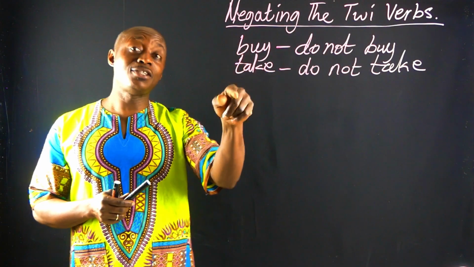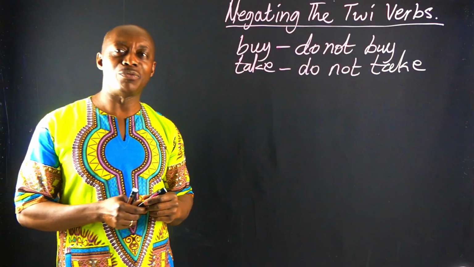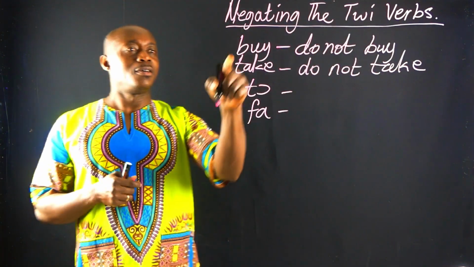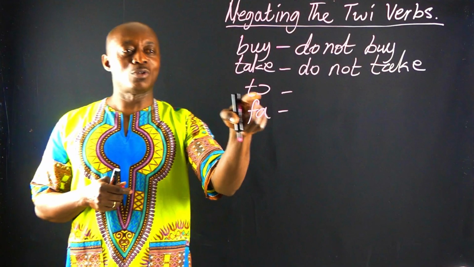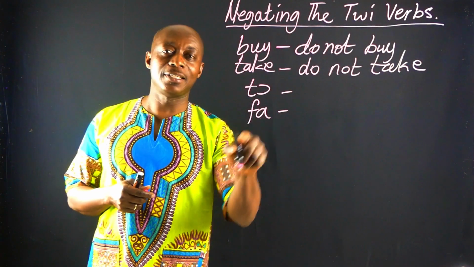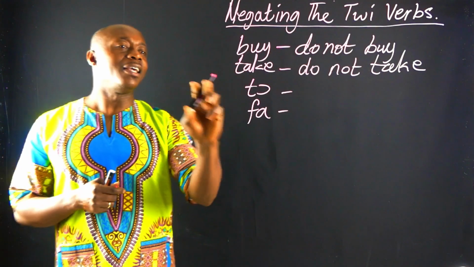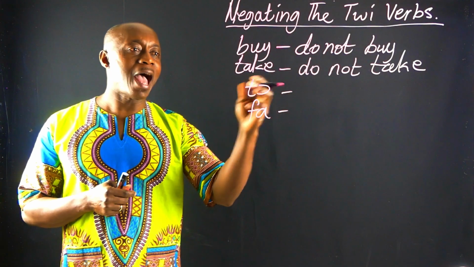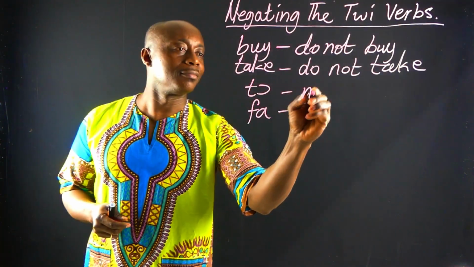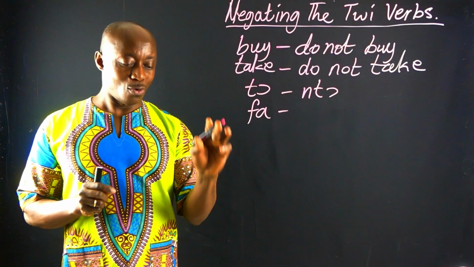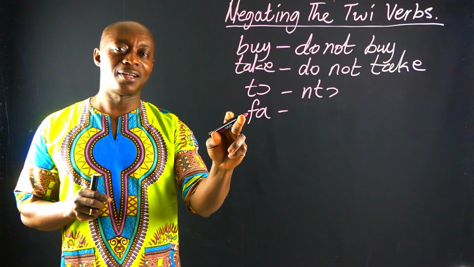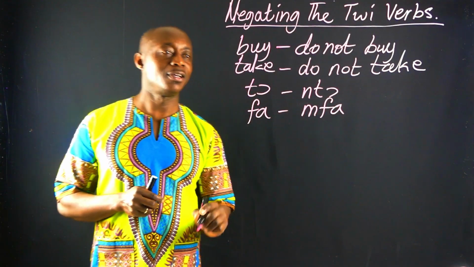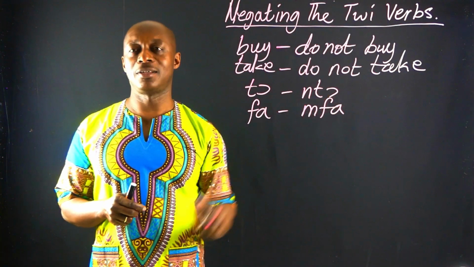Let's take these verbs. Let's write them in Twi and see the negative forms. To buy, that is to. When you say to, it means to buy. Fa means to take. If I want to write the negative of to, that is to buy, I will say nto. What about take? Fa. The negative will be mfa. So we have nto and then mfa.